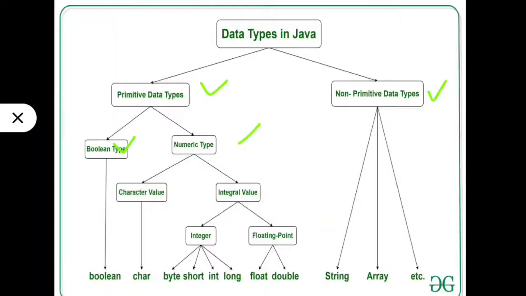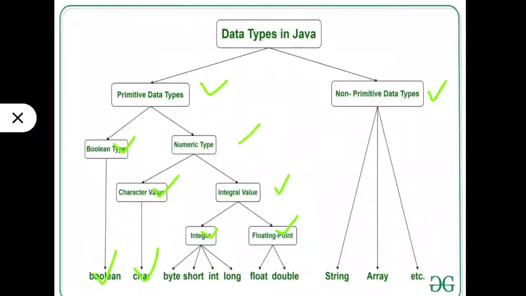Then this numeric data type is also classified into two types: character value and integer value. Then the integer value is classified into two types: integer and floating point. For integer we use byte, short, int, long, and for floating point data types we use float and double. Similarly, for Boolean data type we use boolean, and for character data type we use char.